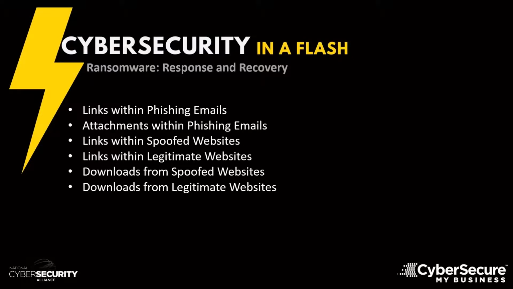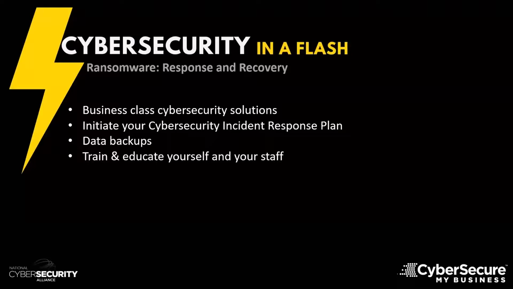So, how can you get ransomware on your computers and business networks? Ransomware is typically installed on your devices and networks through social engineering attacks, phishing, spoofed websites, spoofed downloads. Cyber attackers will utilize links within phishing emails, attachments within phishing emails, links within spoofed websites, links within legitimate websites, downloads from spoofed websites, and downloads from legitimate websites. Because of this, it is important to be aware of the attachments and the links found within emails, to verify you are at the correct website by checking its URL, and lastly, to verify your download is from a legitimate site. Trust but verify.